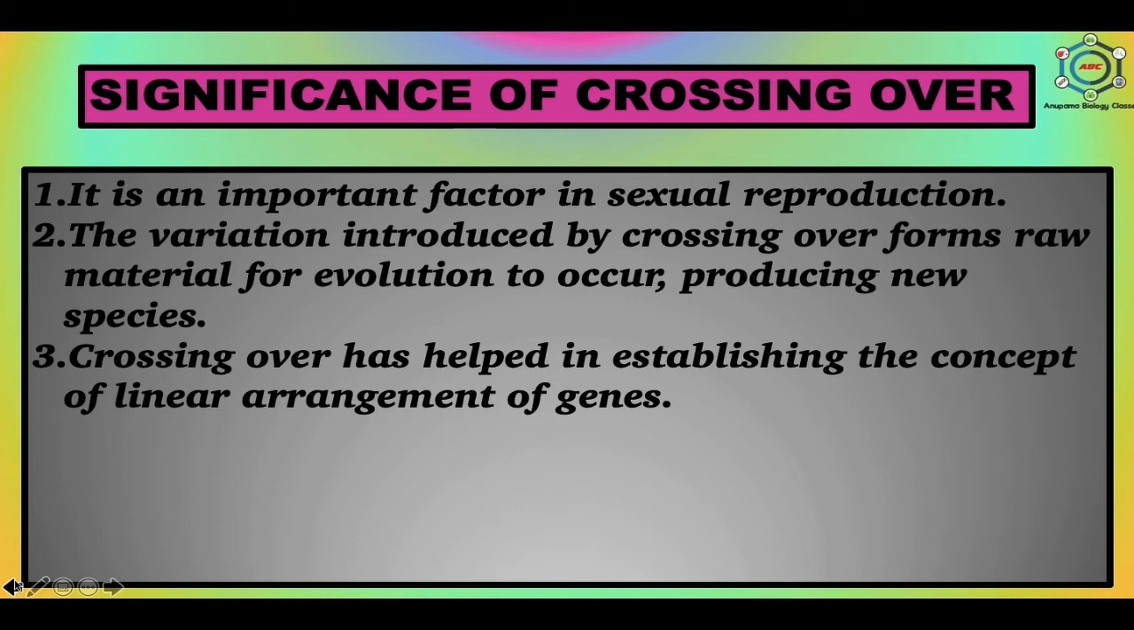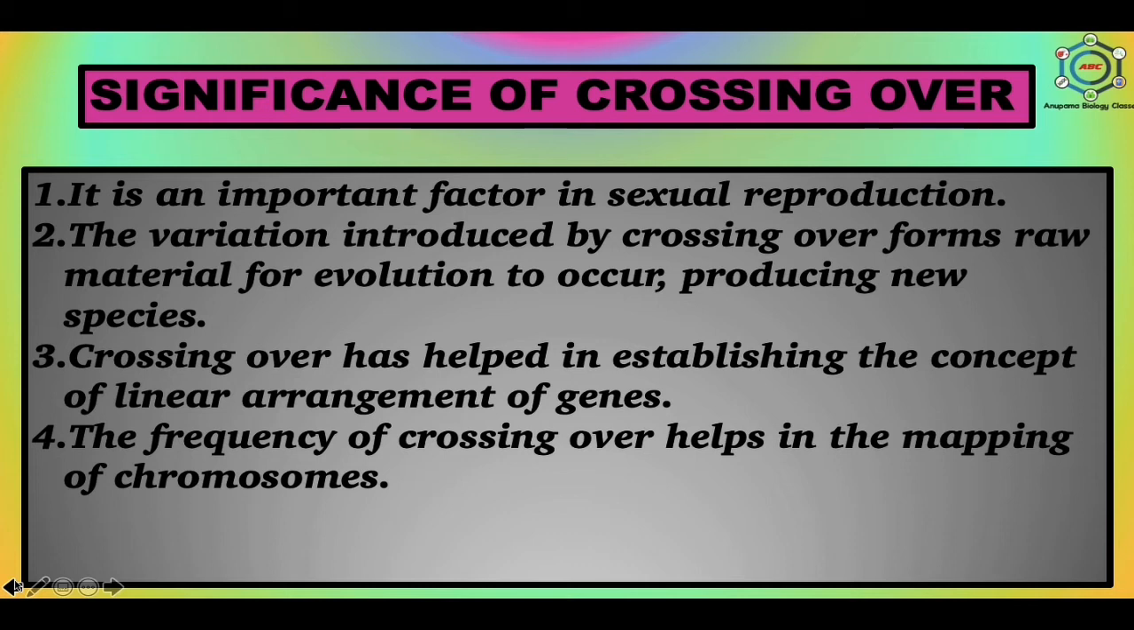Crossing over has helped in establishing the concept of linear arrangement of genes. The frequency of crossing over helps in the mapping of the chromosomes, that is, determining the loci or location of the genes in the chromosomes.